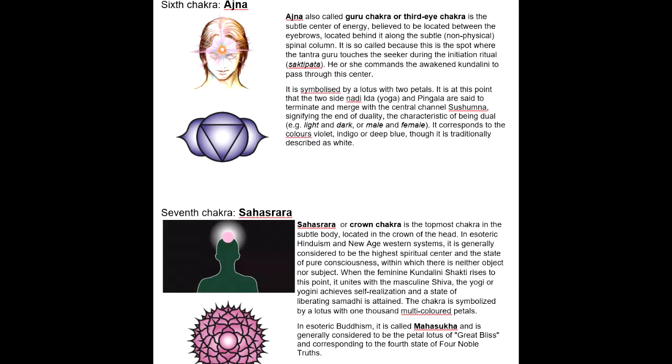The chakra is symbolized by a lotus with 1,000 multicolored petals. In esoteric Buddhism, it is called Mahasukha and is generally considered to be the lotus of great bliss, corresponding to the fourth state of the Four Noble Truths.